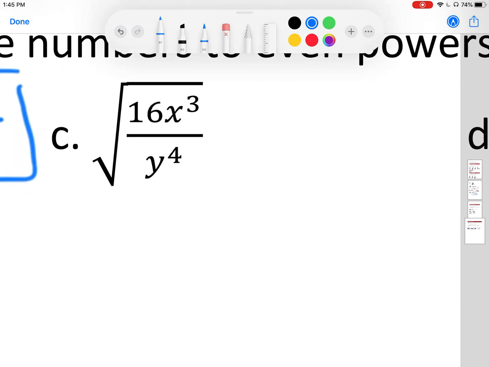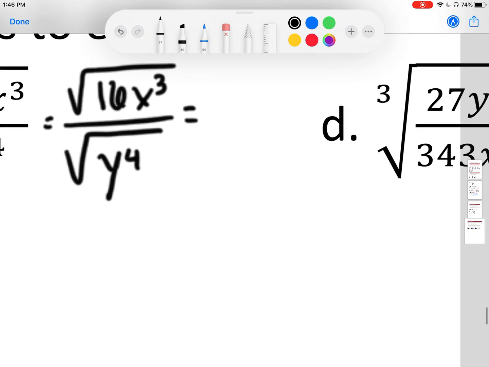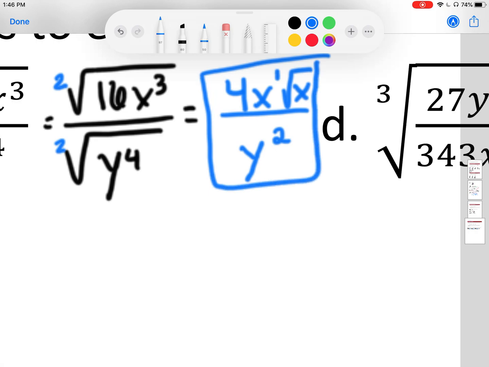C. We can apply our square root separately, so that I have the square root of 16x cubed divided by the square root of y to the fourth power. All right, the square root of 16 is 4. X cubed divided by 2. 3 divided by 2 is 1, and we have 1 still inside. Let's divide our y's. 4 divided by 2 is 2. This is our answer.